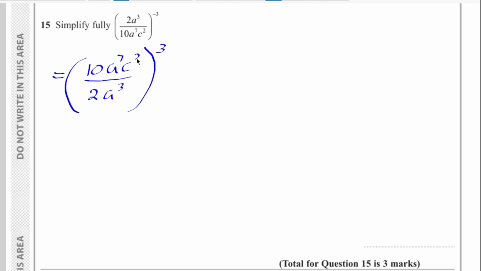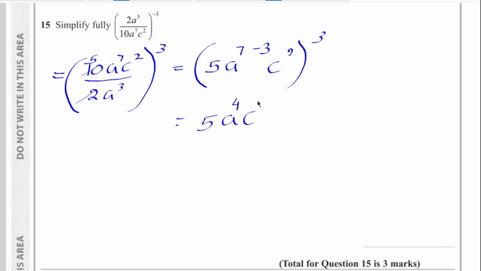Still, I'm getting this power. Now it becomes positive. Right, now don't try to apply this power into this one, rather simplify inside the brackets first. Simplify it fully inside, then it is easy to do the calculations. So 10 over 2 is 5, and for a, when we are dividing indices, when we're dividing the powers, we should subtract them. A to the power of 7 minus 3, and we don't have any c's down, so my c power stays 2. So 5, a to the power of 4, c to the power of 2, the whole thing raised to the power of 3.